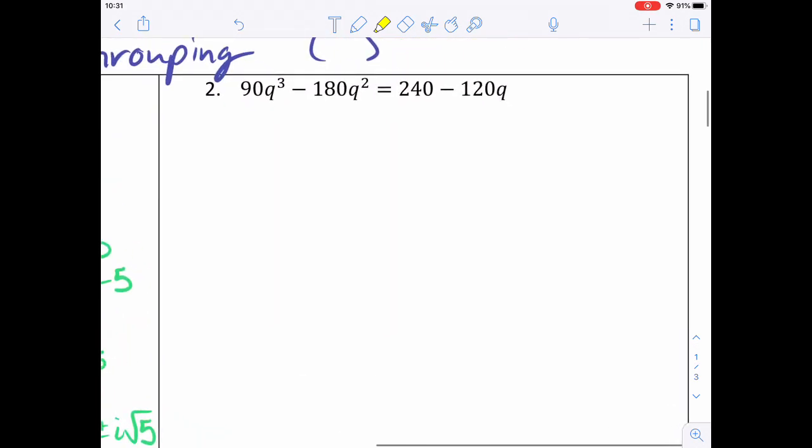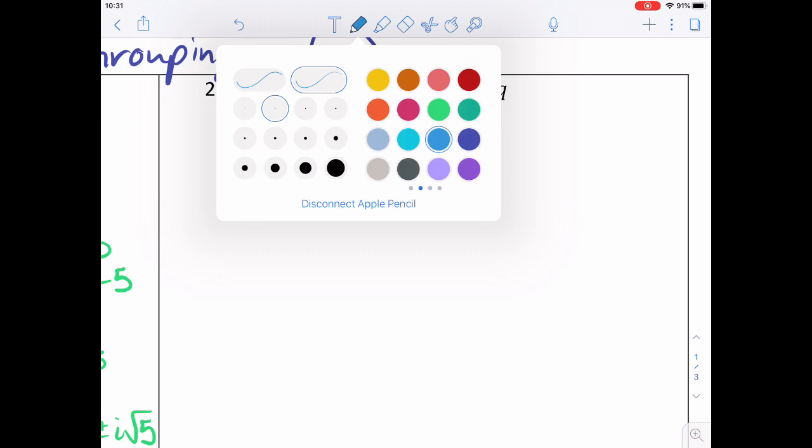Let's try our next one. So our next one has a lot of large numbers. It's also not in standard form. So the first thing we're going to do is get it into standard form. I'm going to try and keep my highest degree term positive, just because I find that helpful.